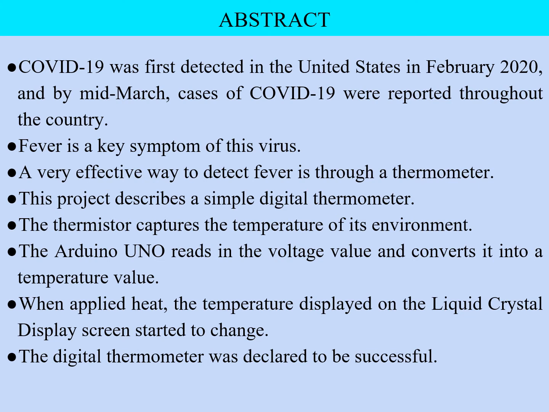Essentially, what's going to go on is that the thermistor in our circuit is going to capture the temperature readings of its ambient environment through the use of different voltage outputs. And our Arduino, our microcontroller, is going to read these different voltage value outputs and essentially just convert them into temperature values, which we'll show later in our code. When applied heat, the temperature changed on our LCD screen, and really this just kind of showed that our digital thermometer was a success. And we'll go more over the key details of this later.